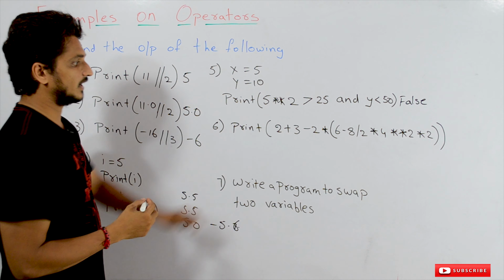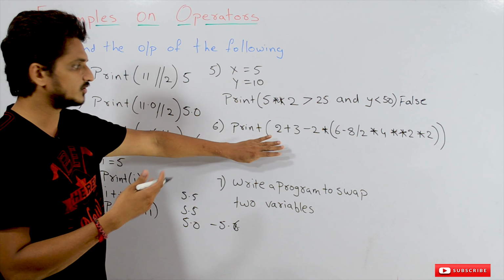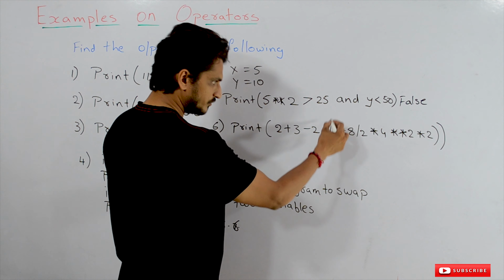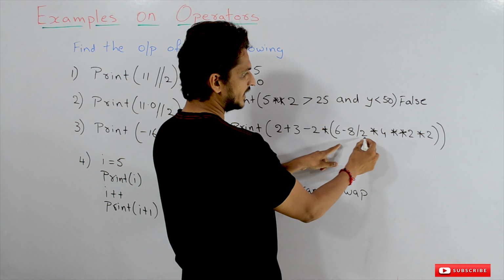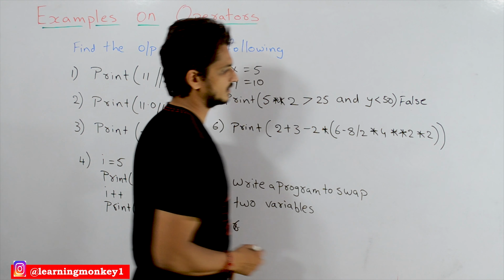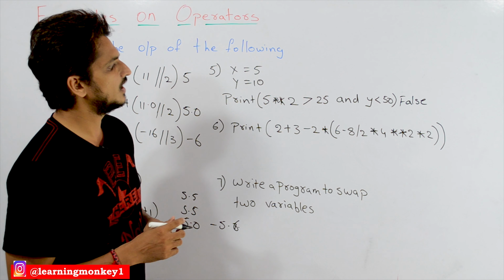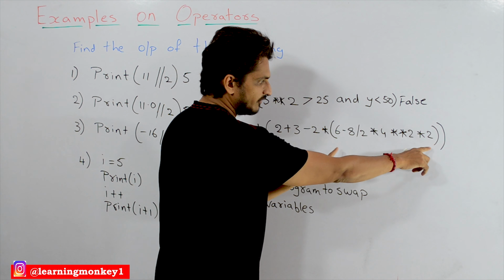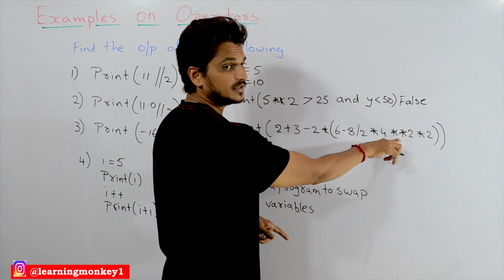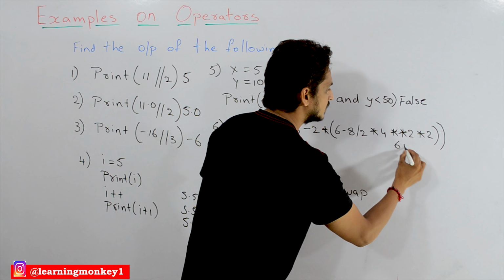Next question, you have to evaluate this. This is very important because you will get practice about the evaluation process. 2 plus 3 minus 2 into bracket 6 minus 8 by 2 into 4 power of 2 into 2 bracket close. Which has the highest precedence? Brackets have the highest precedence, so this bracket part will be evaluated first. In this, the power operator has the highest precedence, so this 4 power 2 will be evaluated first.